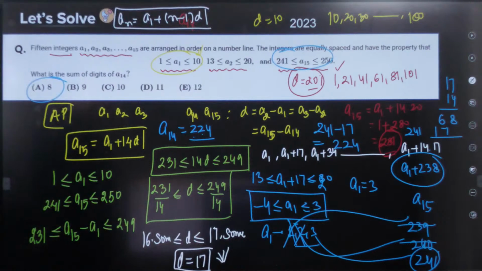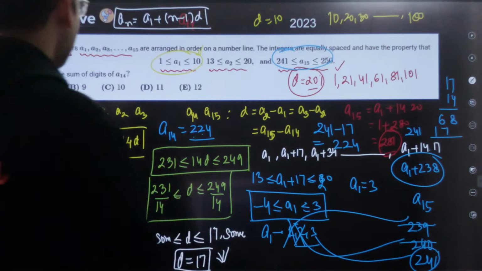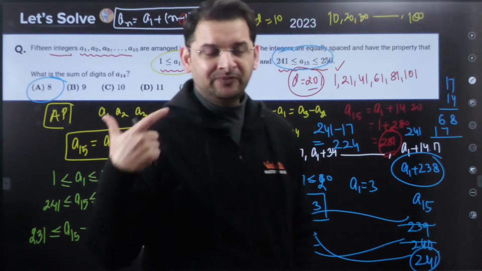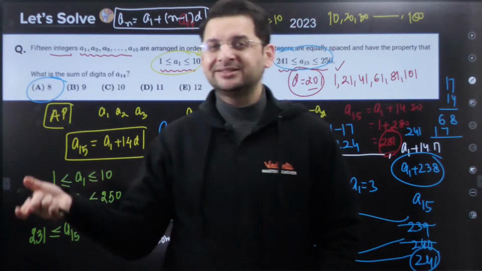8 is going to be the correct answer to this. I hope this is clear. So this was a wonderful question on arithmetic progression. And again, the sad part is arithmetic progression for the first time officially in Indian books comes in class 10th.